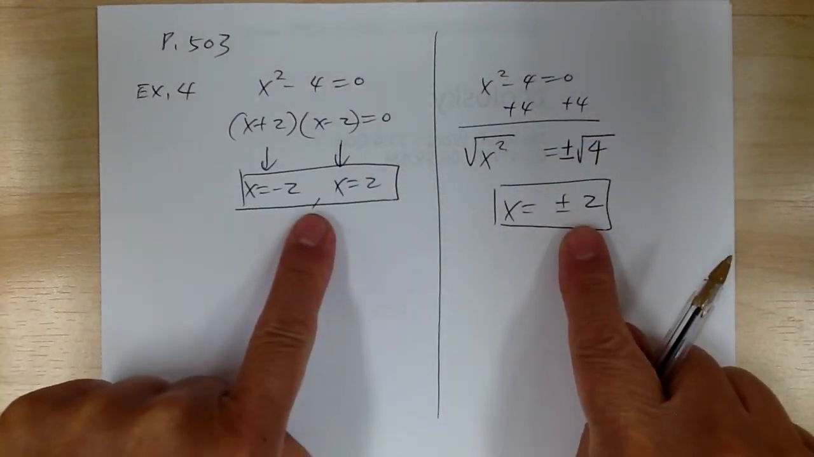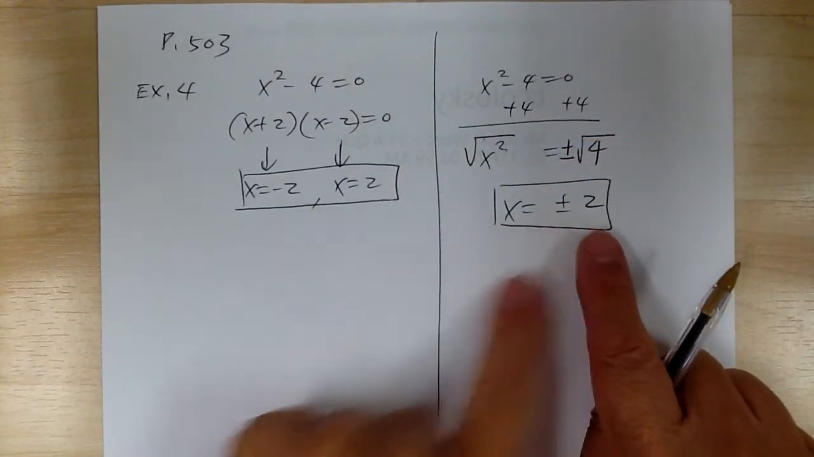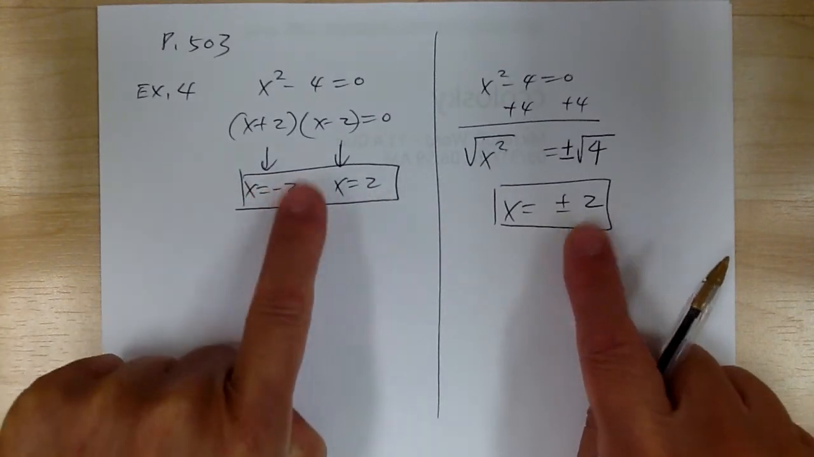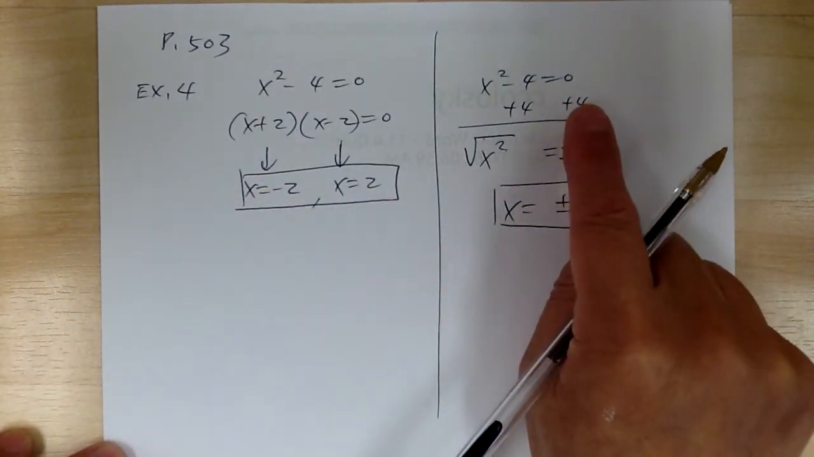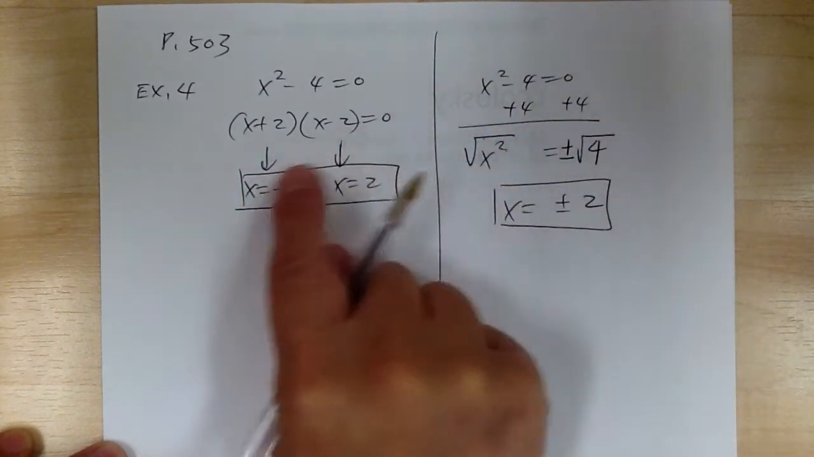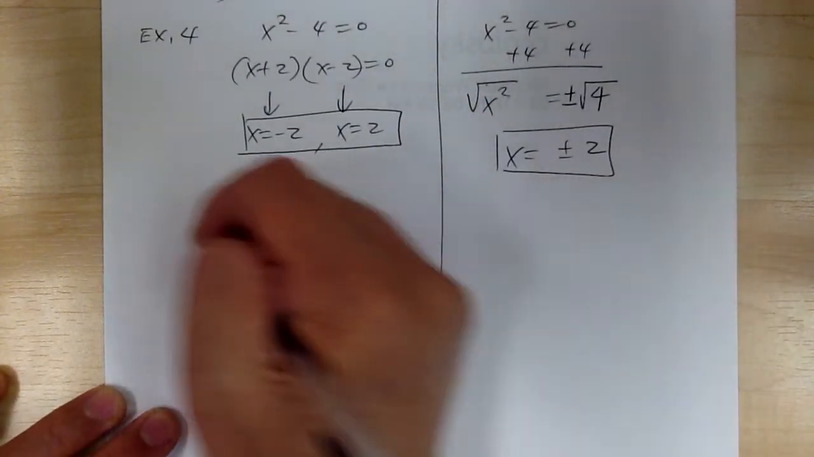And that's the same answer, right? This means this is two answers, right? Plus or minus 2. Okay. So this is the square root method. You can do it either way. Okay, now let's go to example 5.